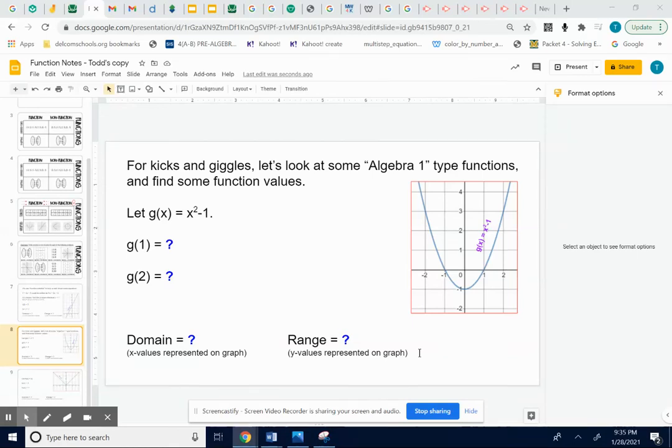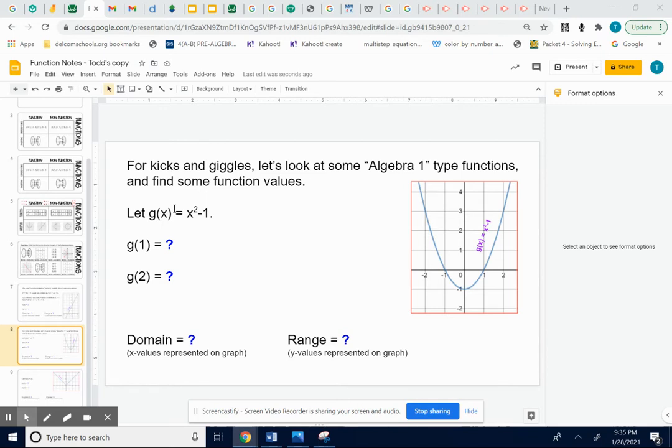Okay, let's look at something that's not even a line. Now this definitely is Algebra 1 type of equations. Let's look at a function that's not a line. Let's look at g of x. It doesn't matter if you use f or g or another letter. It still represents a function.